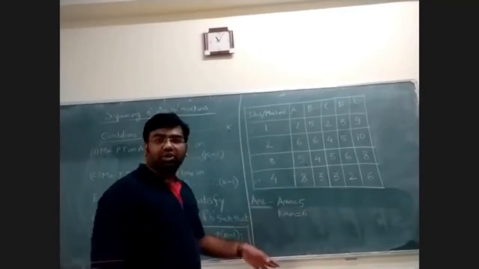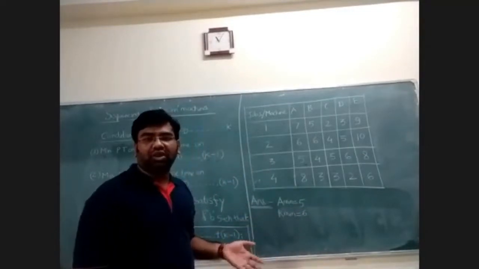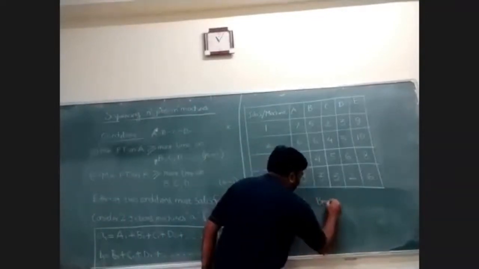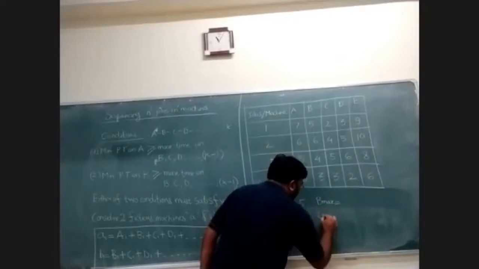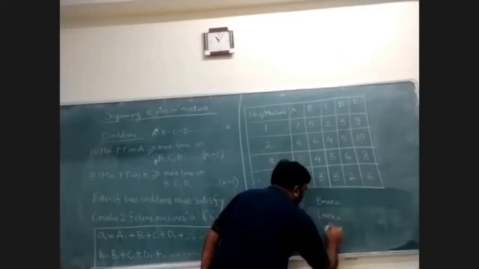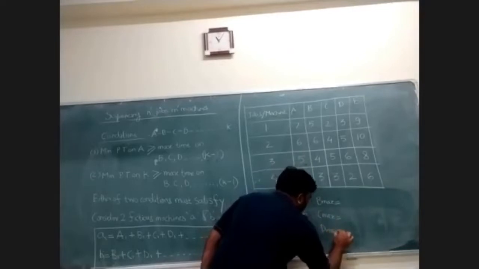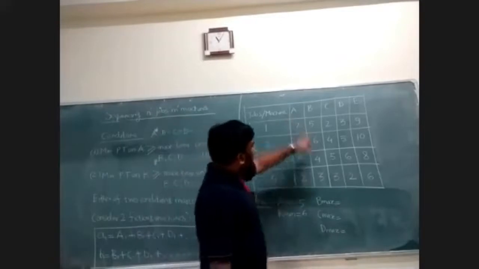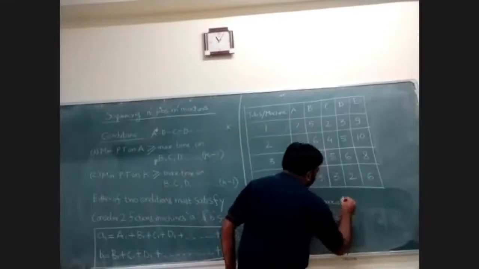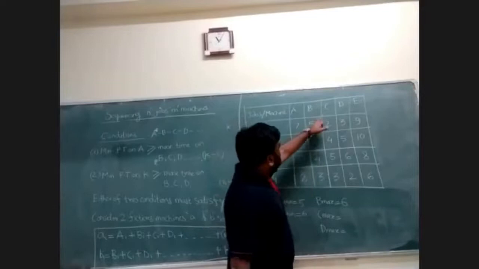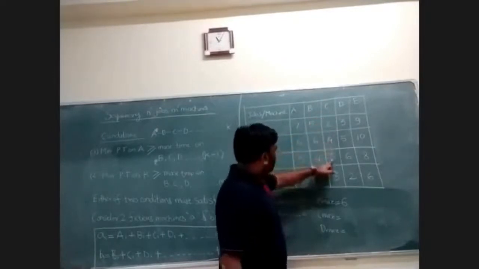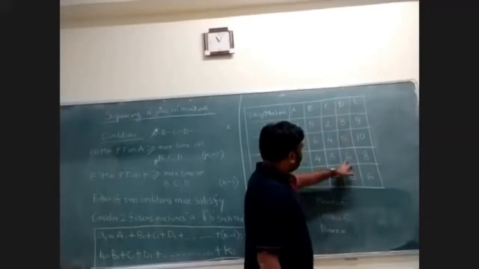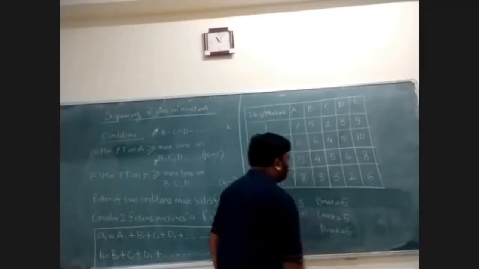For all the other machines, we have to take into consideration the maximum time. So we have B max to be found out, C max, and D max to be found out. Here the B max value comes out to be 6. For C max, the maximum value comes out to be 5. And for D max, the maximum value comes out to be 6.